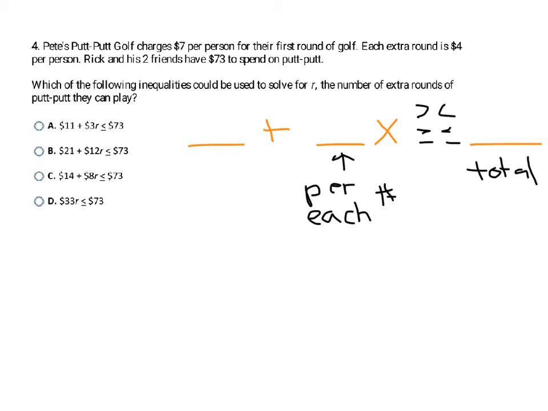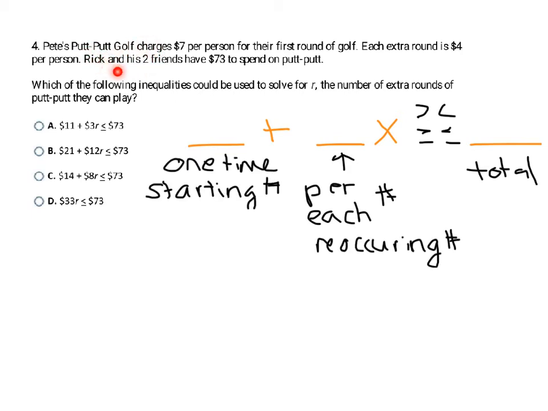The important part that makes this tricky is that it's Rick and his 2 friends, so it's a total of 3 people. So here, for the first round, which only occurs once, each person gets charged $7. So if you have 3 people, 7 times 3 is 21. So for the whole group, they're going to have to pay $21 once for that first round. And then for every extra round they pay after that, they're going to have to pay $4 each. Well, 4 times 3 is 12. So for every round they play together, they're going to have to pay $12 for each additional round as a group. And then they have $73 total to spend.